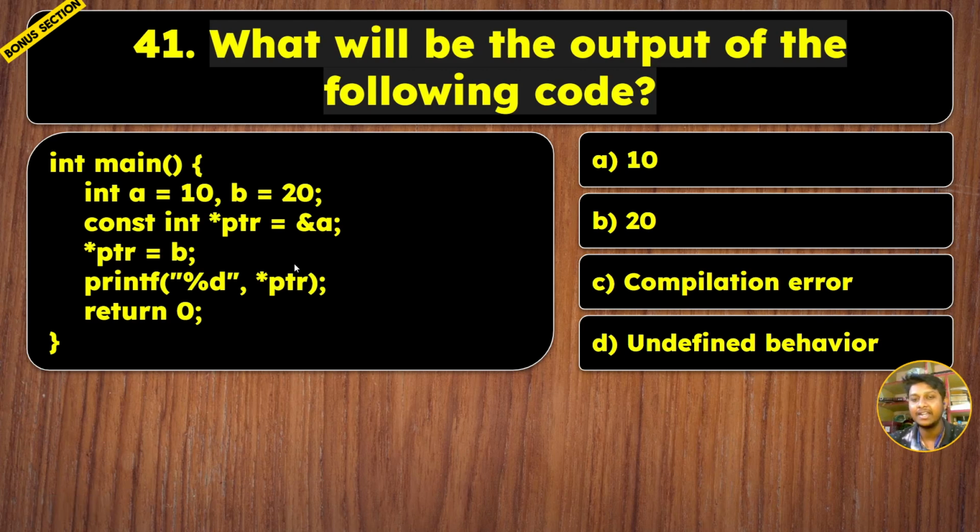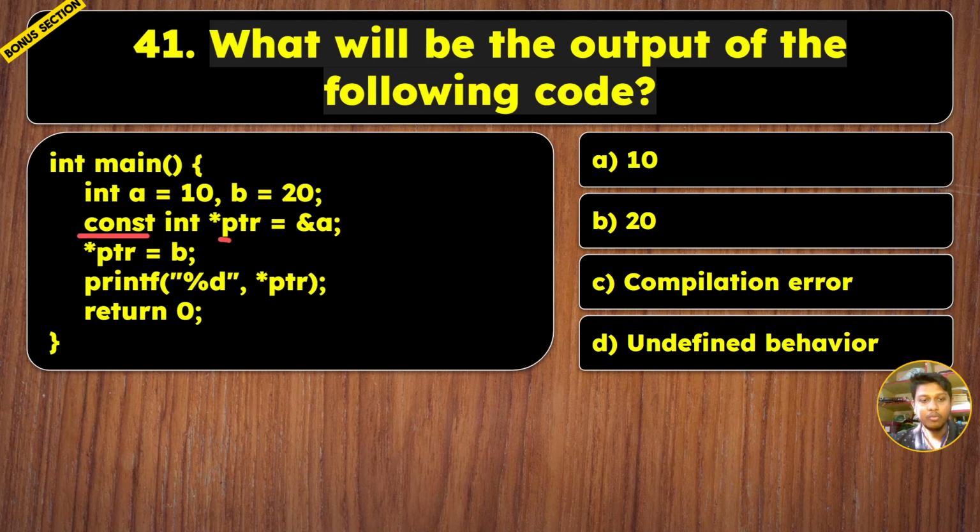You can guess the correct answer down below. So we have our four options. Option A says 10, option B says 20, option C says compilation error, and option D says undefined behavior. So now let's solve it. In this line, we are initializing a with 10 and b with 20. So it's clear. After that, we are using the keyword const. It means whatever this ptr is pointing to, its value cannot be changed through it.